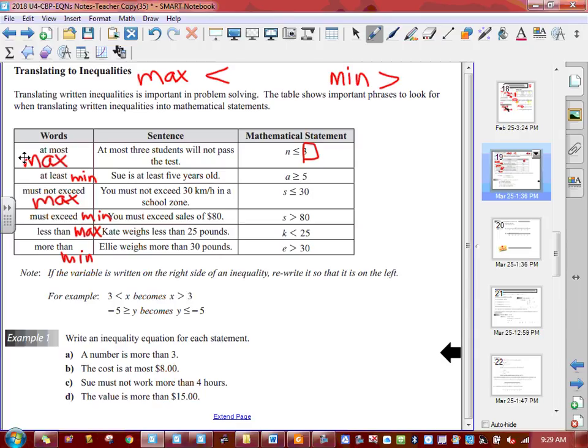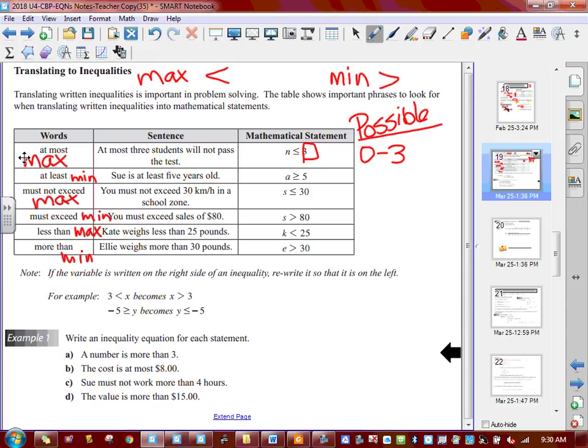Why did the first 3 have a line under them? What does that tell us about the answer? Yep, that it can be equal to. So on the first example, maximum 3 students will not pass the exam. That's saying 3 students, or 2 students, or 1 student, or 0 students. So possible answers for these are 0 to 3. We have to think about what's possible. The fact that we have an inequality means we have a range of answers. As long as it follows the guideline, it can be any of the answers. That's why I have 4 different possible answers here.